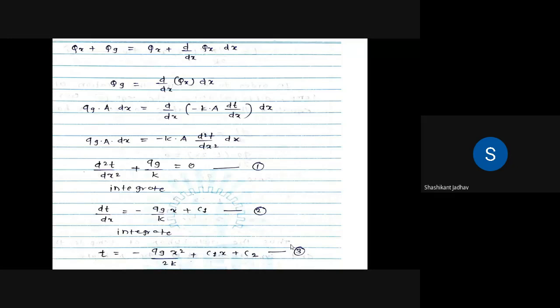Okay, so take the derivative. So small qg into a into dx is equal to what? Minus k into a into the derivative of dt by dx, which is nothing but d square t upon dx square, into dx. Okay, so on the left hand side there is an area, on the right hand side there is the area, then dx will be cancelled. So what is the remaining term? So write down d square t upon dx square plus qg by k is equal to 0, and that is equation number 1.